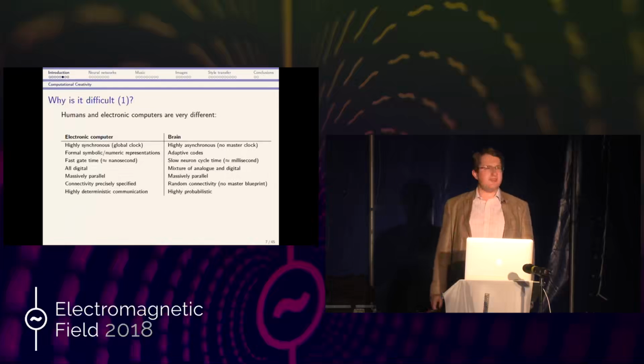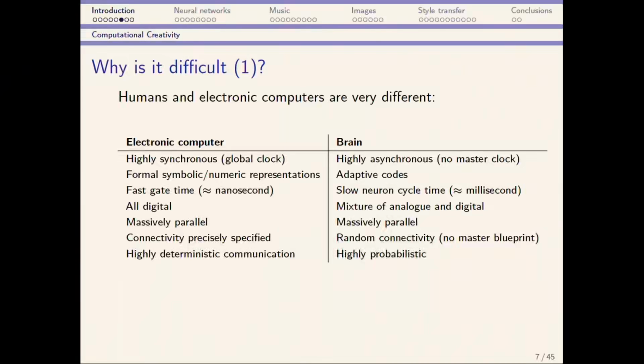So why is this problem difficult? Humans are creative without thinking about it. In fact, we can't describe how we're creative. We can't describe the thought process that we go through in order to be creative, and we'll see that that's part of the problem.